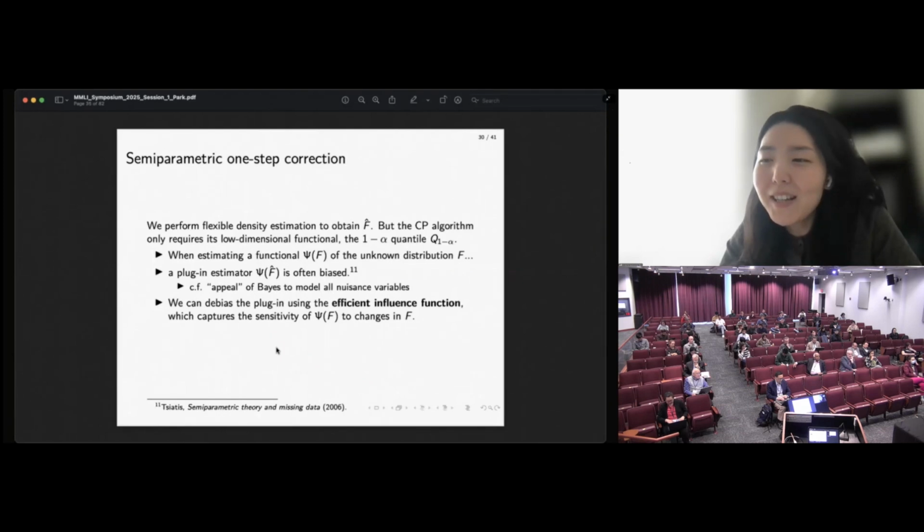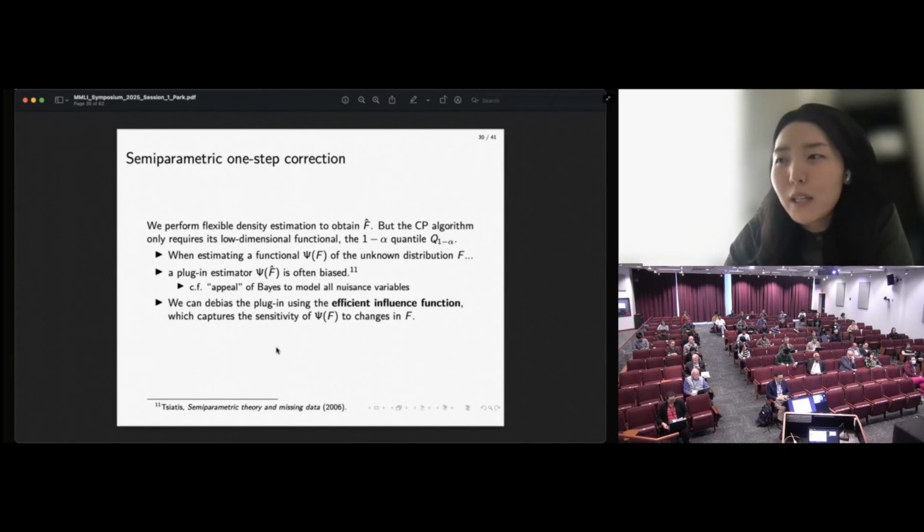And another is the semiparametric inference angle. In the interest of time, I'll omit the details. But the basic idea is that there is a simple correction that we can apply to the estimated quantile. And this involves an object called the efficient influence function, which is similar in flavor to the empirical influence function in the interpretability literature.